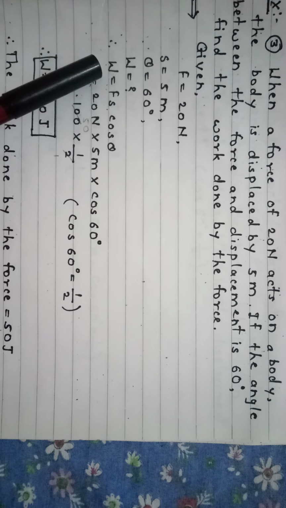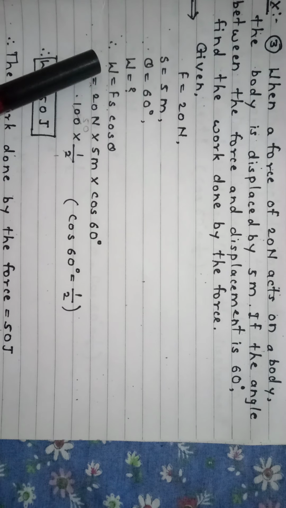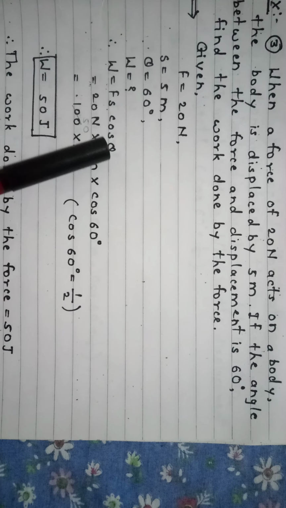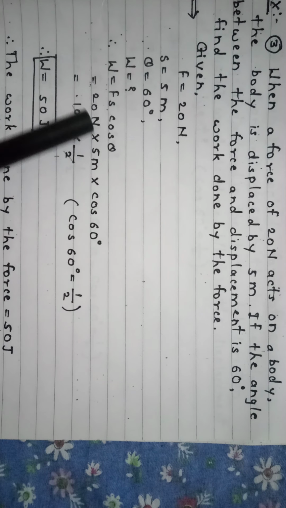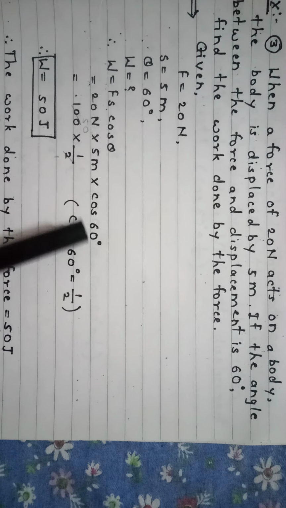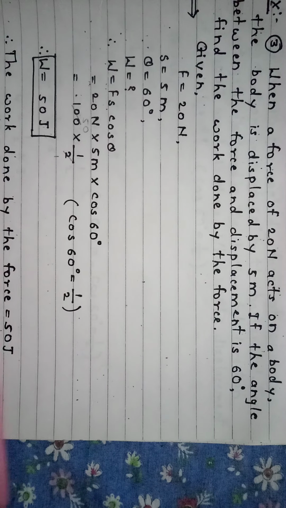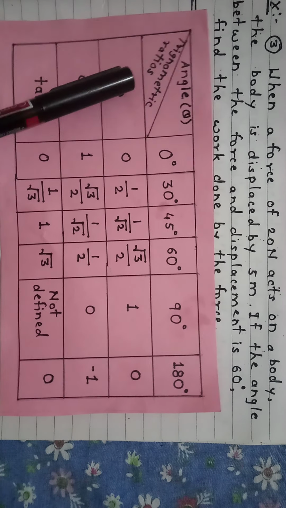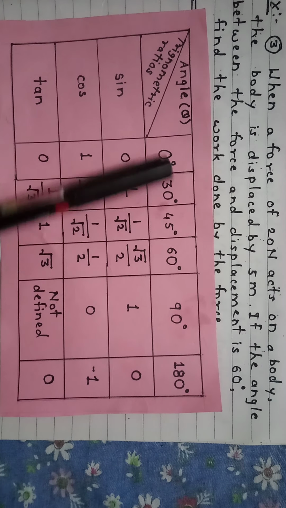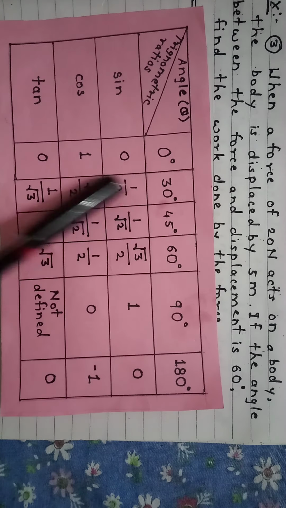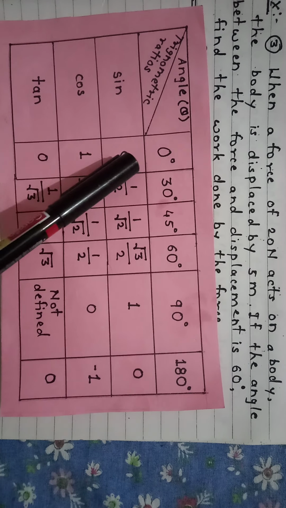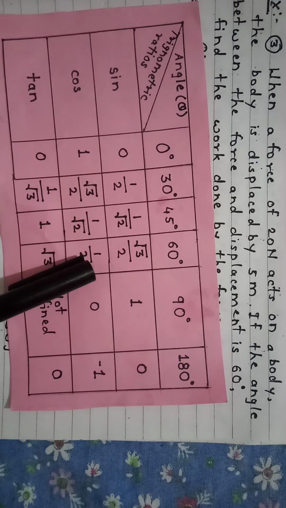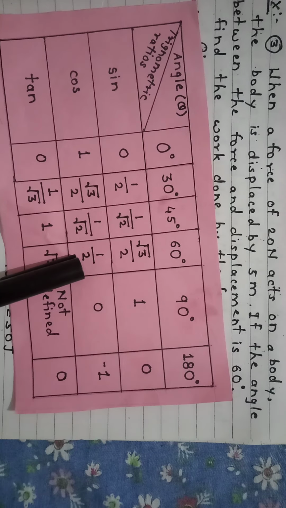So in case of angle between force and displacement, work done formula is W is equal to F into S cos of theta, which is equal to 20 into 5 meter into cos of 60 degree. Now here we have to find out cos of 60 degree. So here one table is given, that is trigonometric ratios and angle. Here respective angles are there and their respective trigonometric ratio values are given. So here we want cos of 60 degree. So cos of 60 degree is equal to 1 upon 2.